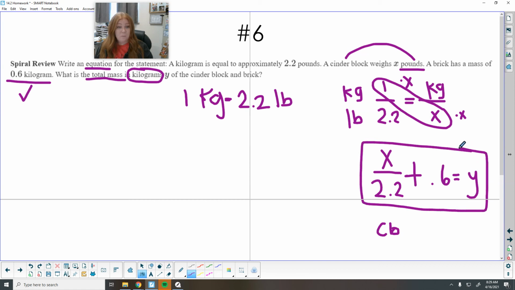So here is one way to write that equation. Remember, we could put 0.6 first. We could have Y on the other side. There's a lot of ways we can do this same problem.